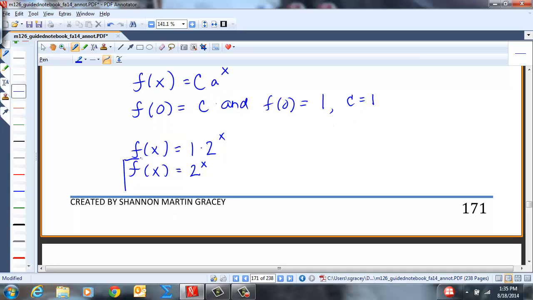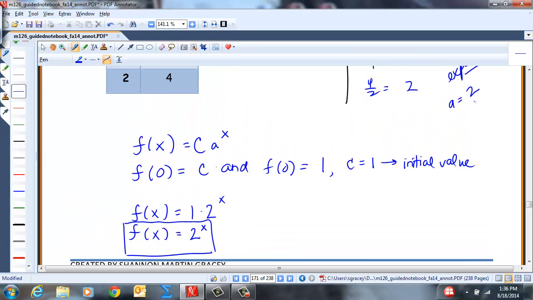And we're done. And so again, c equal to 1 is our initial value, and then a equal to 2 is the growth factor.